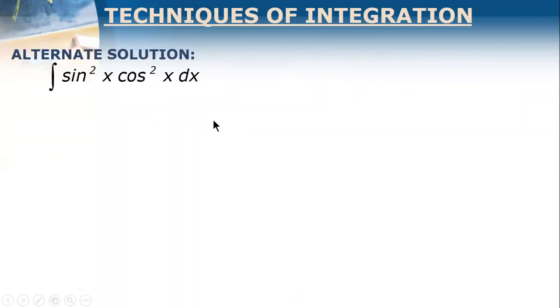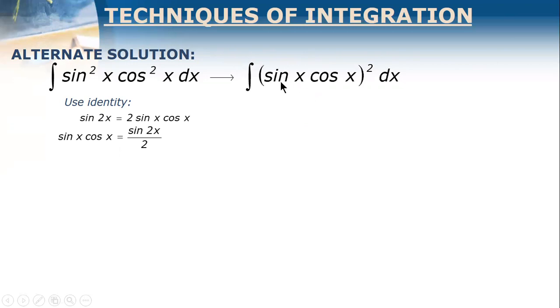The alternate solution for this one is you combine. Since they have the same exponent, you can write this one as this. The identity is the double angle formula for sine. Sine 2x is 2 sine x cosine x. So sine x cosine x is sine 2x over 2. So if you modify this one, sine x cosine x squared.